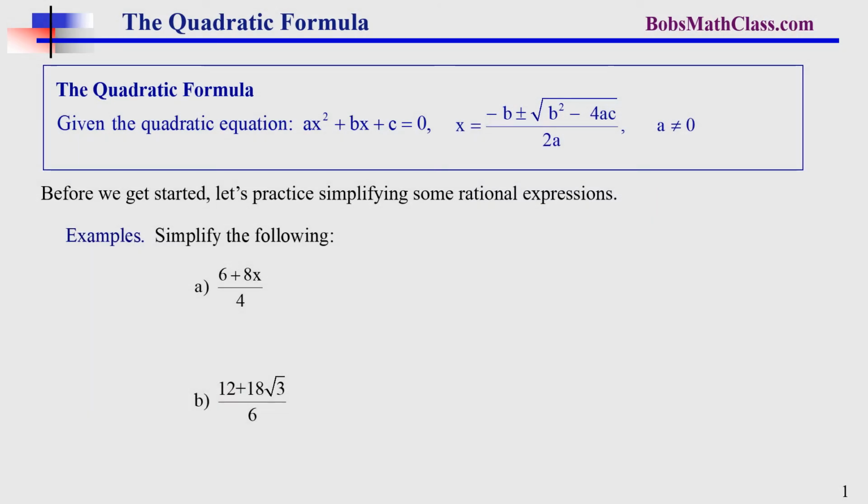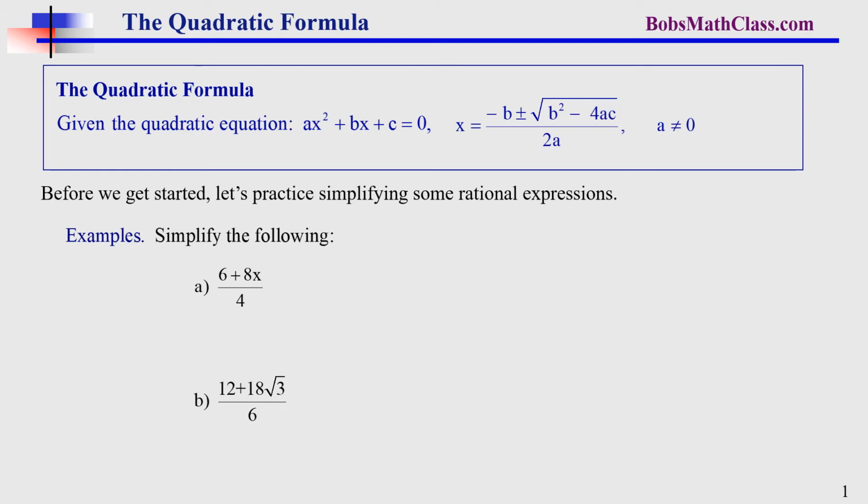Hi everyone, this video is on the quadratic formula. Here is the quadratic formula. Given the quadratic equation ax squared plus bx plus c equals 0, x equals, in the numerator, negative b plus and minus the square root of b squared minus 4ac all over 2a. And we just have one condition: a cannot equal 0.